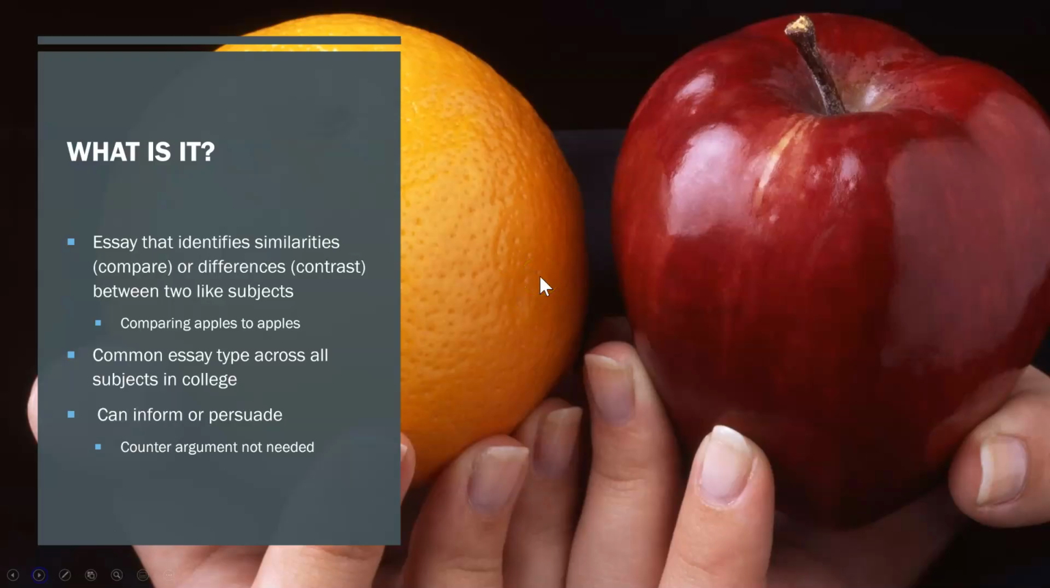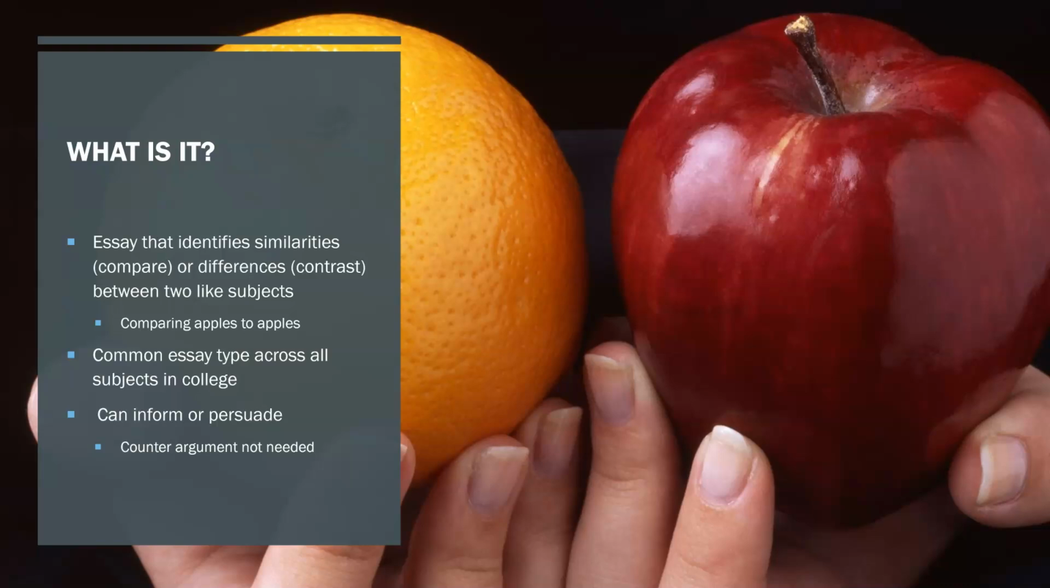So what is a comparison and contrast essay? When you write a comparison or contrast essay, you could either be writing about the similarities, which is the comparison part, or the differences, which is the contrast, between two usually like subjects. And when you do a comparison and contrast essay, you're comparing apples to apples. So in other words, if you were to write an essay on smartphones, you would be comparing two that are comparable.